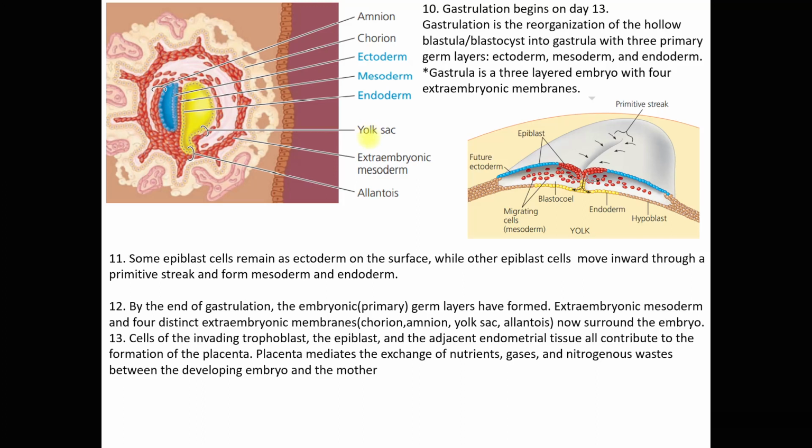So I mean to say at the end of gastrulation, the embryo, like what I mentioned earlier, has these 3 germ layers: ectoderm, mesoderm, and endoderm. And then the 4 extra embryonic membranes, which are the allantois, yolk sac, chorion, and amnion, as well as the extra embryonic mesoderm. So this is the outcome of gastrulation, or how a gastrula looks like.